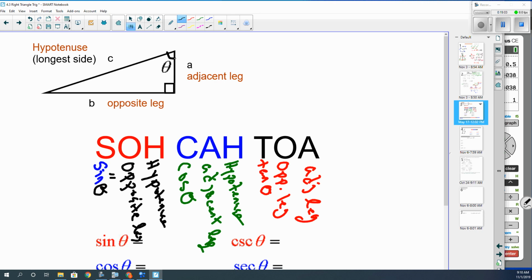The adjacent leg is always the leg that's between the angle you're trying to figure stuff out about and the 90-degree angle. So the side that's formed between those two angles, we always call the adjacent leg. So if they wanted me, instead of doing the theta at that top corner, if they had the theta down here, then I would call this side over here the opposite leg.